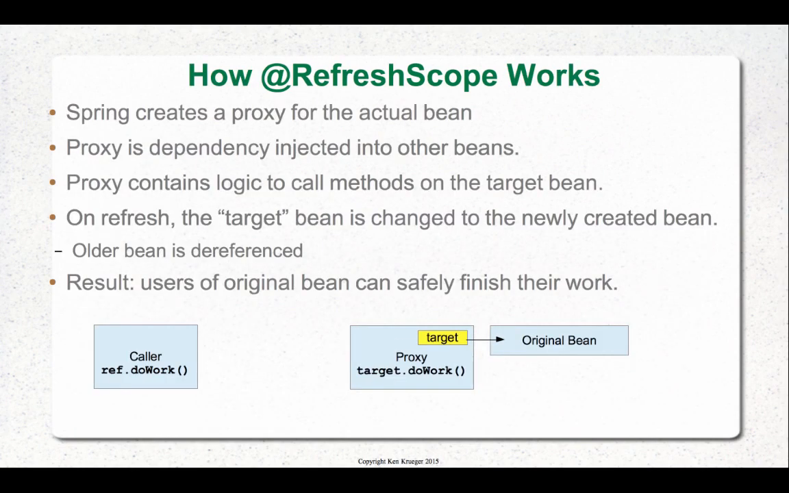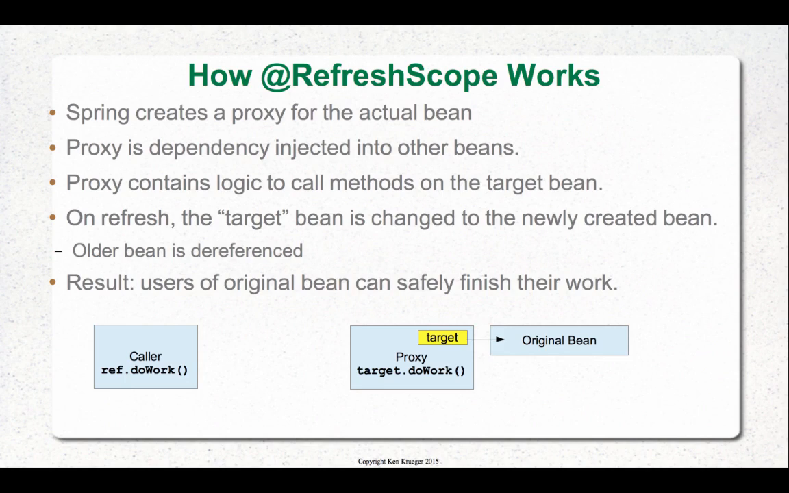Refresh scope works by using the proxy pattern, and it is one of the really great use cases that you will find for this pattern, so I'd like to go through it. When the application context loads, Spring creates a proxy for the actual target bean. The proxy either implements the same interface as the target bean, or it extends it, depending on whether an interface is present on the target bean. It has the same method signatures as the target bean. Main point is that the proxy looks exactly like the target bean to anyone referencing it from outside.